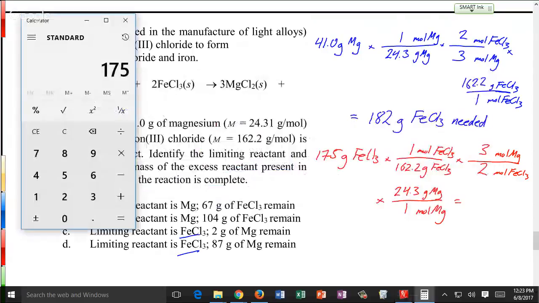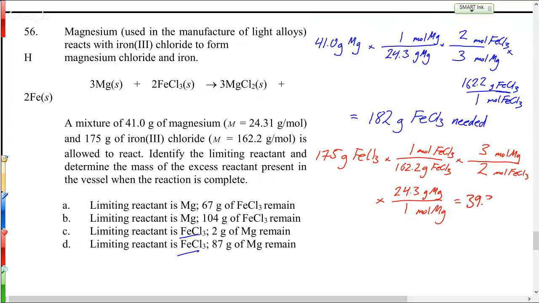So 175 divided by 162.2 times 3 divided by 2 times 24.3 is 39.3 grams of magnesium. So that calculation says if we use all 175 grams of iron(III) chloride, then we need 39.3 grams of magnesium. And we have more than that. We have about 2 grams more than that. So our answer must be C. The limiting reactant is the FeCl3, and we've got about 2 extra grams of magnesium.